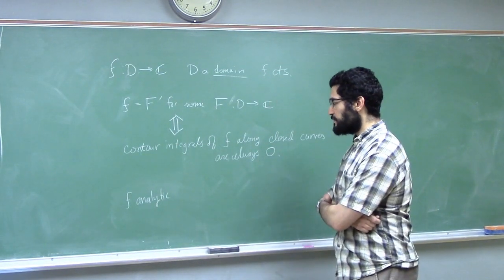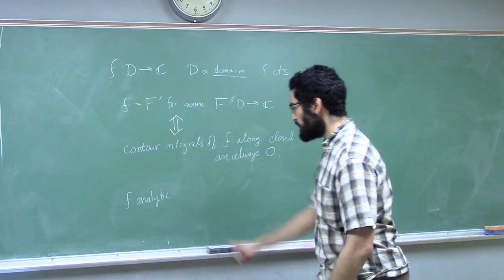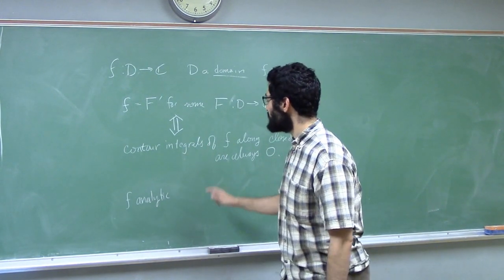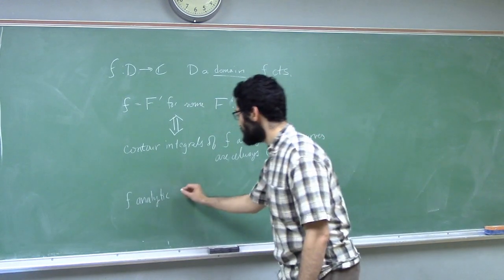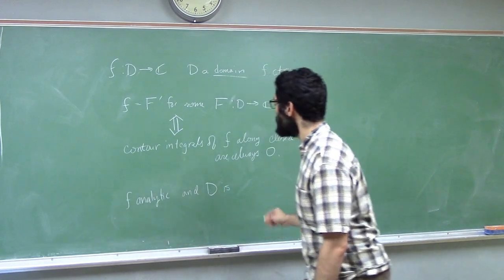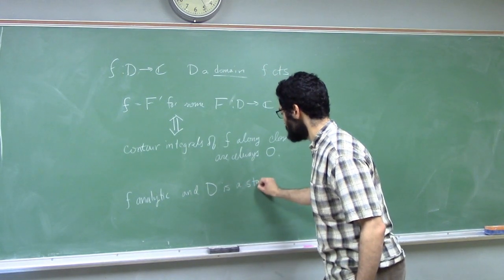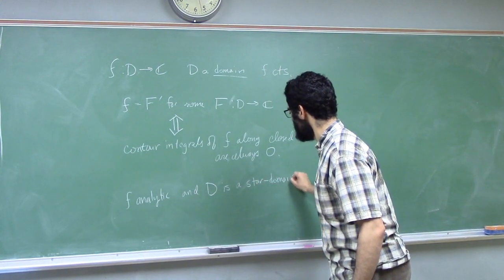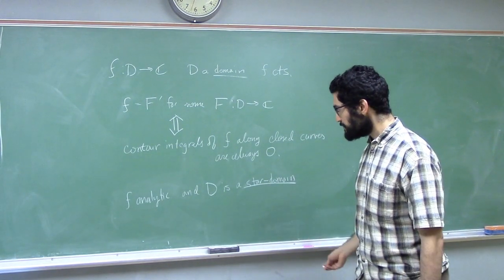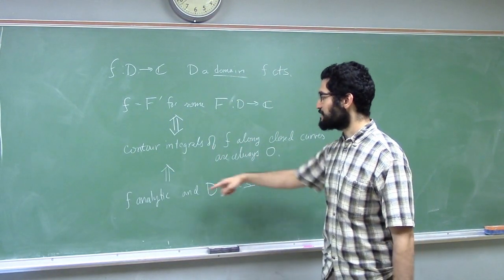Okay, so what will we do from here? Well, it turns out we cannot prove this upward implication without more assumptions, specifically about the domain, some heavy assumptions. So we will assume D is not just a domain, not just open, non-empty, path-connected, but a star domain, which is something I'll define in a moment. With these two assumptions, then we will be able to prove that contour integrals along closed curves always vanish, and so f has an antiderivative.